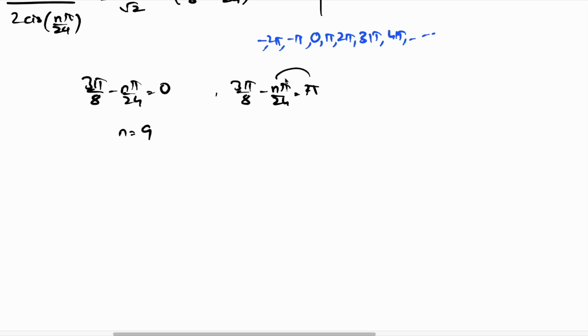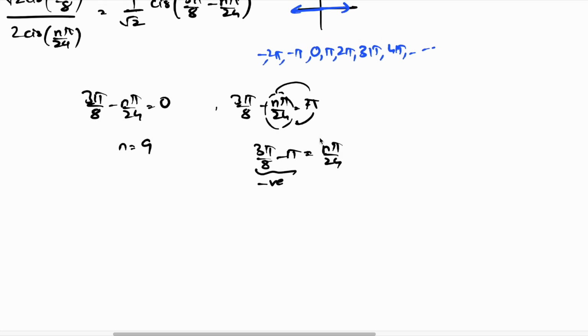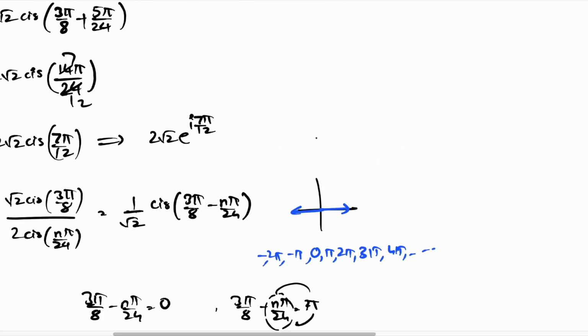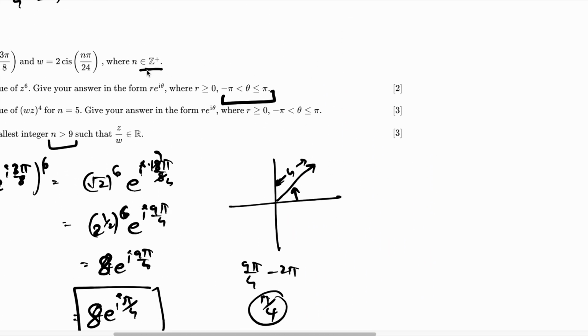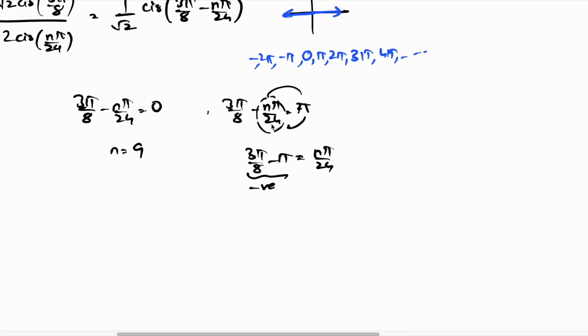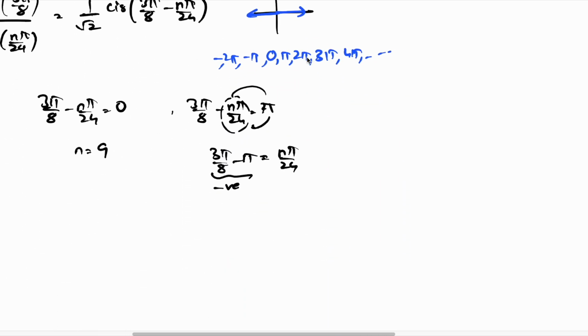And now to make n the subject, I'll take this whole term on the right and pi towards the left. So I'll get 3 pi by 8 minus pi is equal to n pi over 24. But one thing which we realize here is that 3 pi by 8 minus pi is a negative number, which will lead to a negative value of n. But it's given that n belongs to positive integers here. The same will be the case if I consider 2 pi, 3 pi, 4 pi, all the positive values. I'll get negative values of n basically. So the procedure actually works towards the negative values.